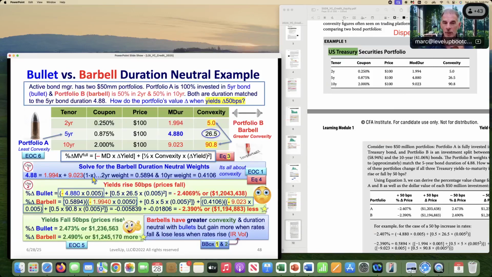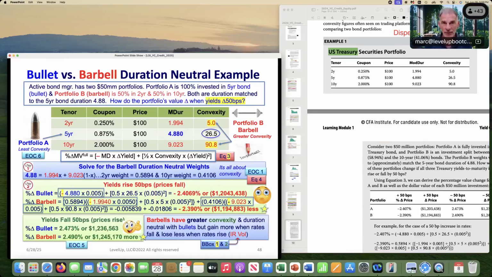So when I multiply these through and then isolate X, I find out that the 2-year weight is about 59% and the 10-year weight is around 41%. So then when I actually put those weights on those 2 and 10, then I have exactly the same 4.88 duration as the 5-year bullet. Okay, now they go through scenario analysis.